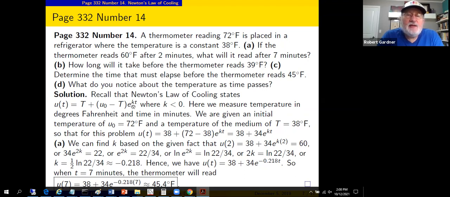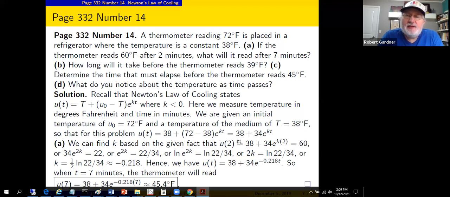And they didn't tell us k, but they told us some other information from which we can find k. So we measure temperature in Fahrenheit, time in minutes. We're given an initial temperature of 72 degrees. U sub 0 equals 72 degrees, and a temperature of the medium, capital T, of 38 degrees. So we were given the initial temperature of the object, the thermometer, and an ambient temperature, the temperature in the refrigerator of 38 degrees. So that allows us to at least substitute in for U sub 0 and capital T to produce this particular function.